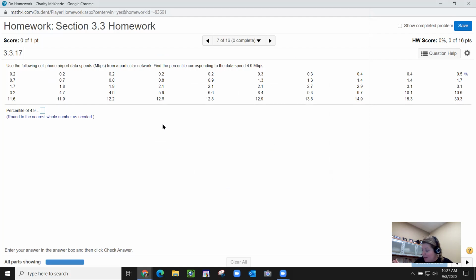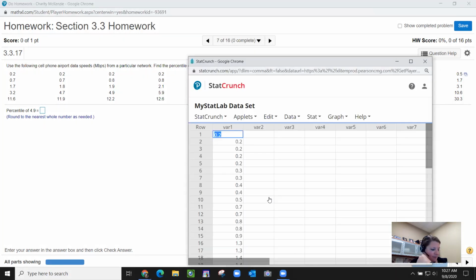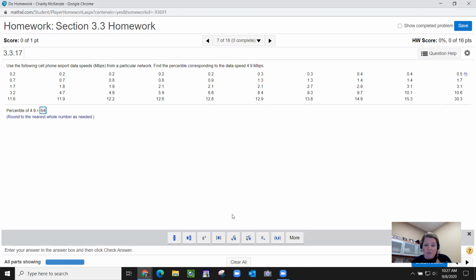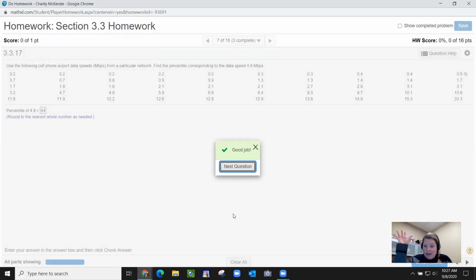So I'm going to write this down on my paper here. 32 divided by, how many values were there? I think I closed StatCrunch. How many values were there total? 50. So 32 divided by 50 and times that by 100. So I'm going to get out my calculator. 32 divided by 50 is 0.64, so this should be the 64th percentile. Ta-da! That's how you find the percentile of where something is.